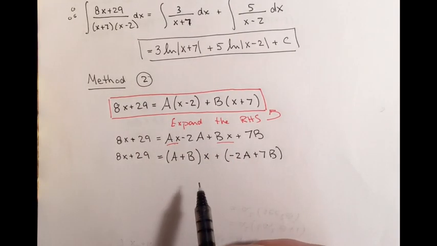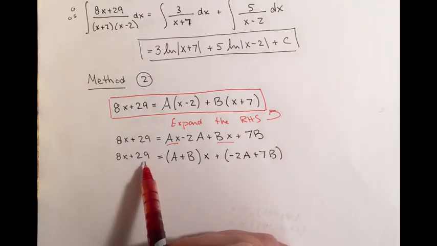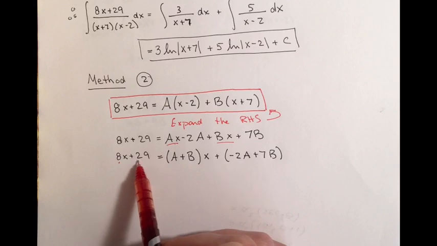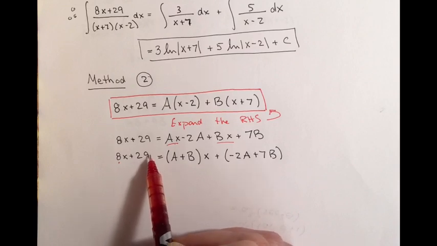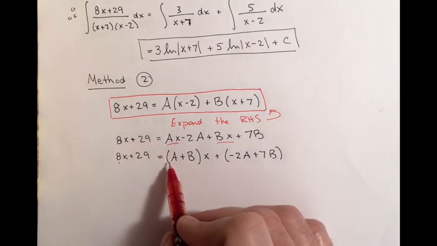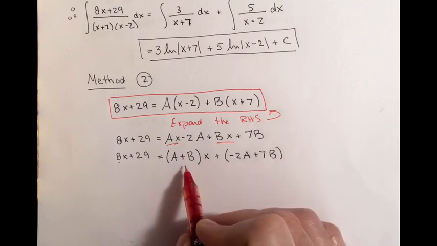And now, all that it looks like we've done here is rewrite it, and really, yes, that's all we have done. But now, what you'll notice is that on the left-hand side, we have a polynomial. This is a degree 1 polynomial. It's really just a linear function. This is a line with a slope of 8, and it has a y-intercept of 29. Well, if this is a line for every value of x, then on the right-hand side, for every value of x, this must also be a line.